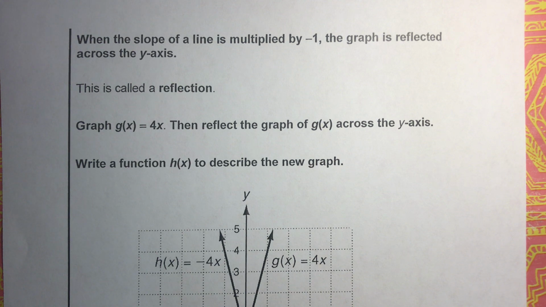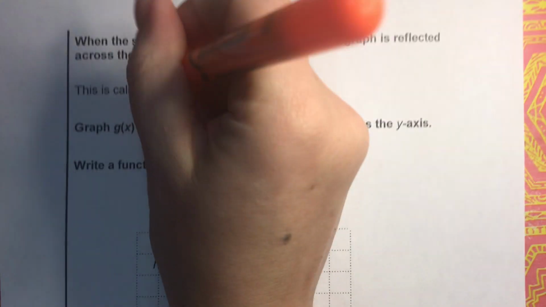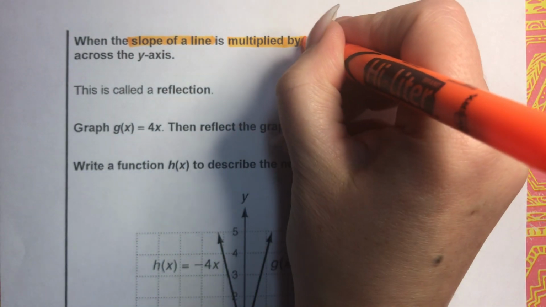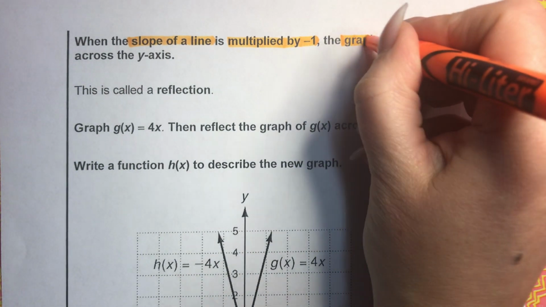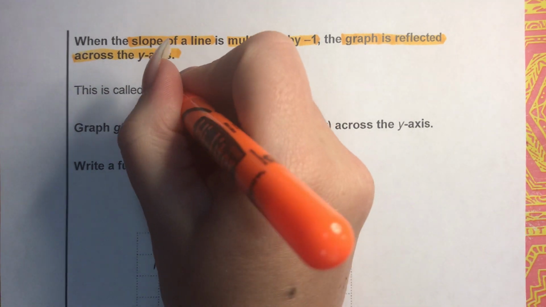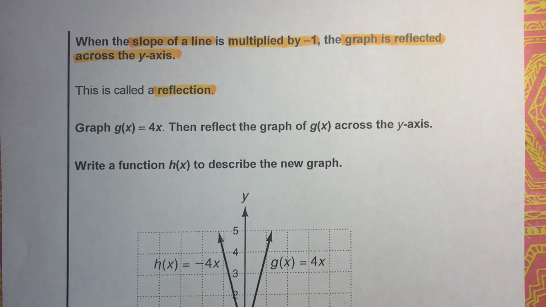And the next thing is actually looking at the slope again, but it's looking at whether the slope is positive or whether it's negative. So when the slope of a line is multiplied by -1, the graph is reflected across the y-axis, and this is called a reflection, okay?